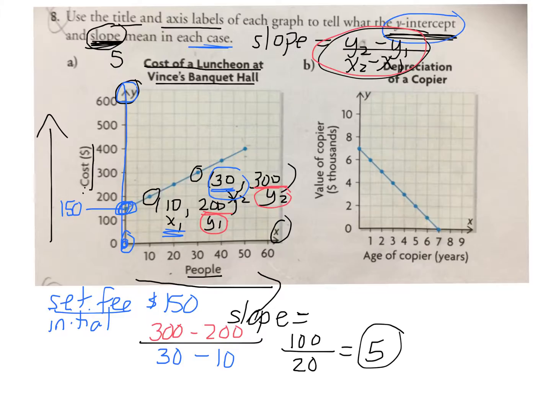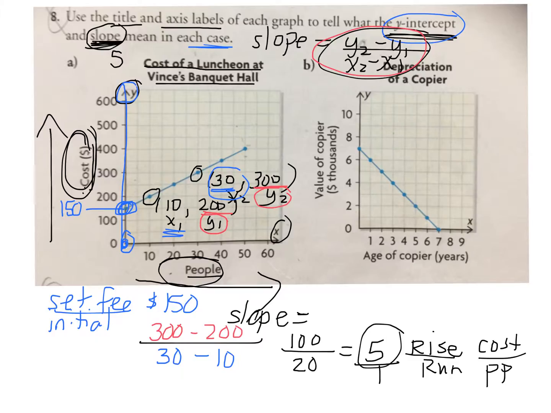The slope is 5. But what does that mean in this question? The slope is 5, or I could say 5 over 1. Remember, slope is rise over run. What's the rise? 5, which is what? 5 dollars, the cost. And what's the run? The people. So it's 5 over 1. That means the cost is $5 for every one person, or the cost is $100 for every 20 people. $100 for every 20 people is the same as saying $5 per person. That's what the slope means in this question.